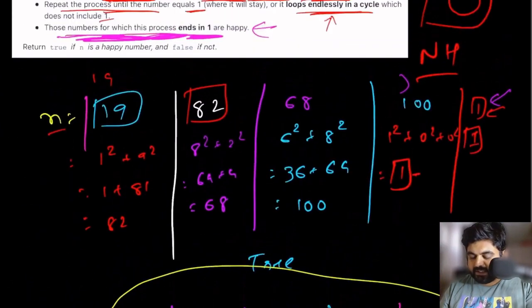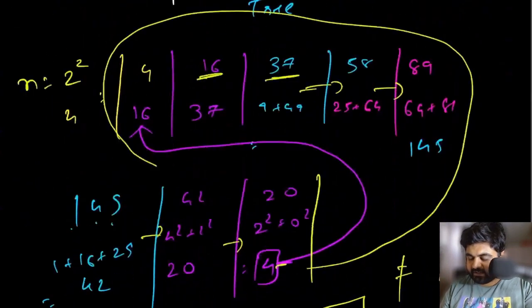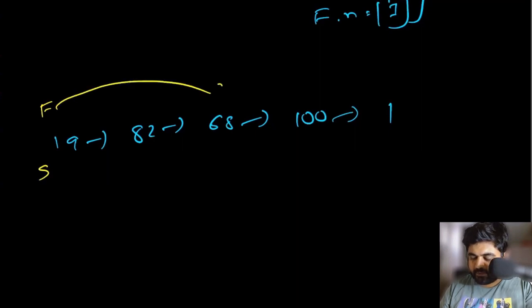Again, we can repeat the same process for the value number 19. Let's just try to create a similar plot for value number 19. Okay, so this is the plot for value number 19. Currently this is the fast pointer, this is the slow pointer. Fast pointer jumps 2 places, slow pointer jumps 1 place. Again, fast pointer jumps 2 places.